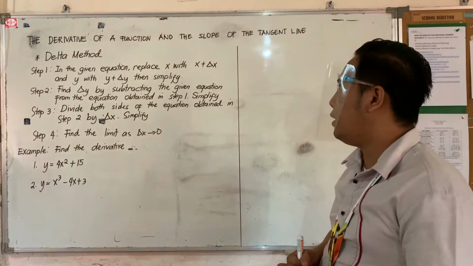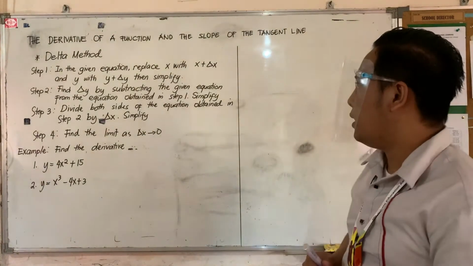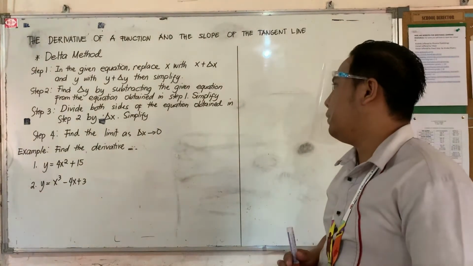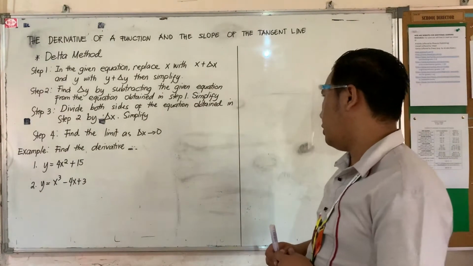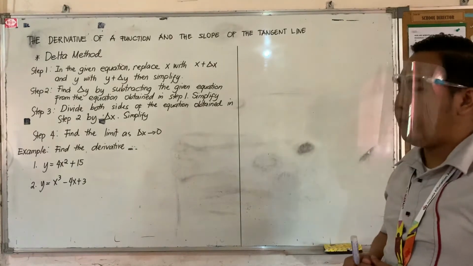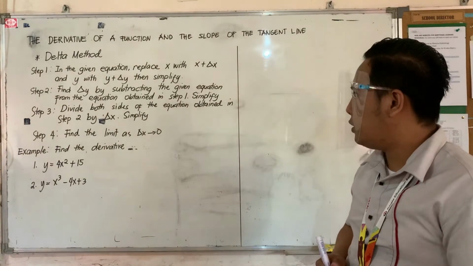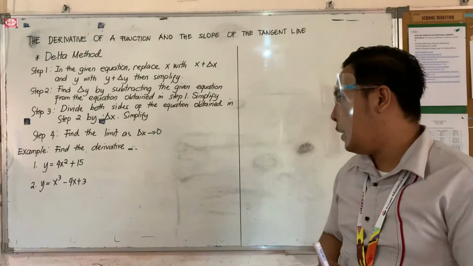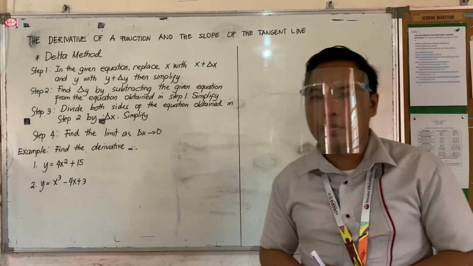Number 1, in the given equation, replace x with x plus delta x and y with y plus delta y, and then simplify. For the second step, find delta y by subtracting the equation from the equation obtained in step 1 and then simplify. And step 3, divide both sides of the equation obtained in step 2 by delta x and then simplify. And for the last step, find the limit as delta x approaches 0.